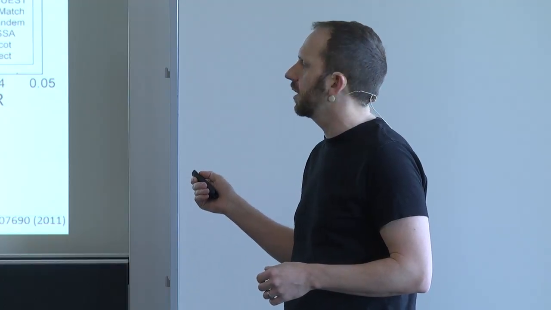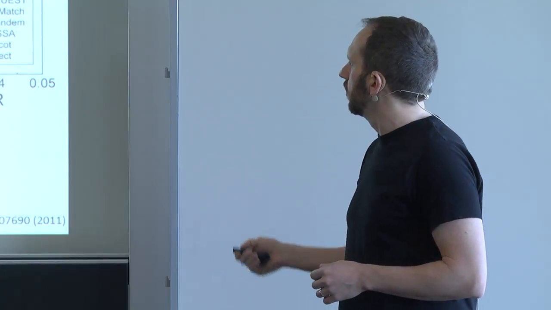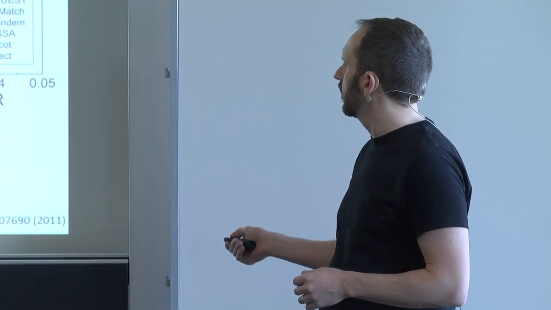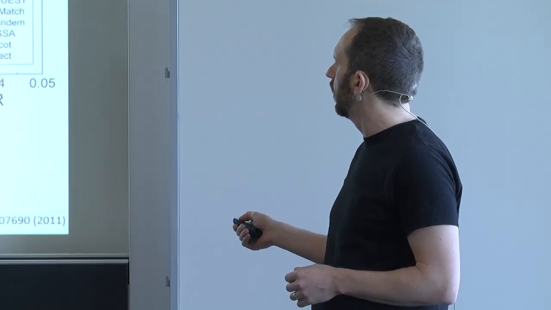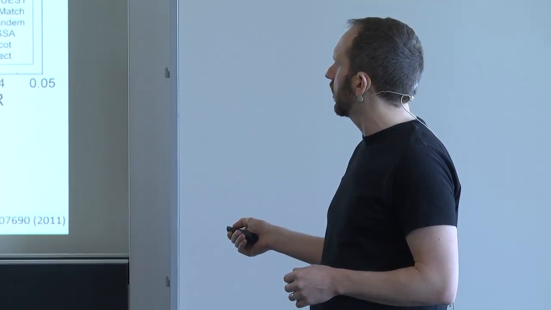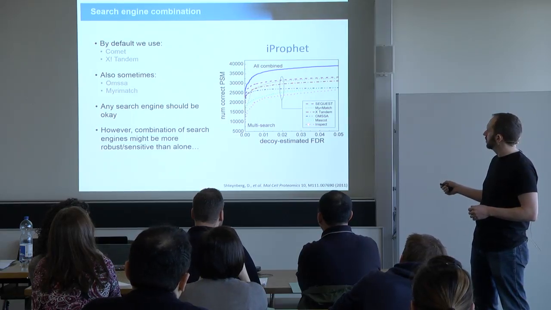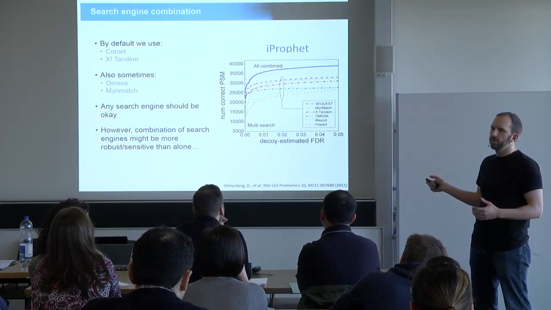So one of these is called iProphet. It's also part of this transproteomic pipeline, TPP. And what's plotted here is how many identifications you can get at some fixed FDR, based on decoy counting estimation. And what you see with these dotted lines is all these various search engines individually, but when you combine them all together in an appropriate way, then you get a better performance essentially.